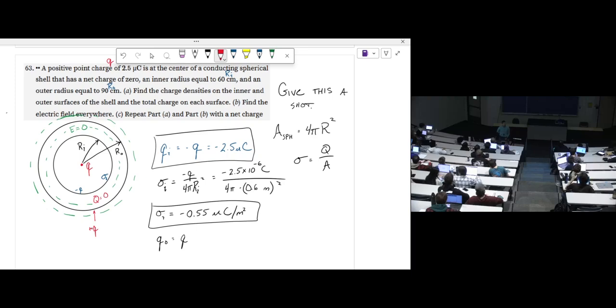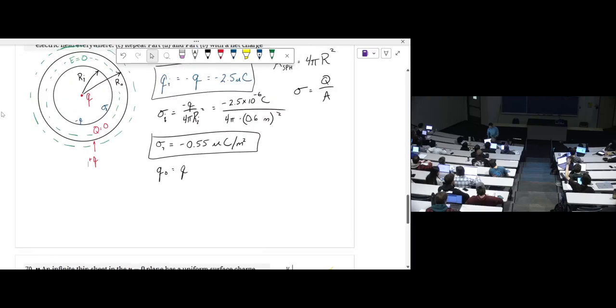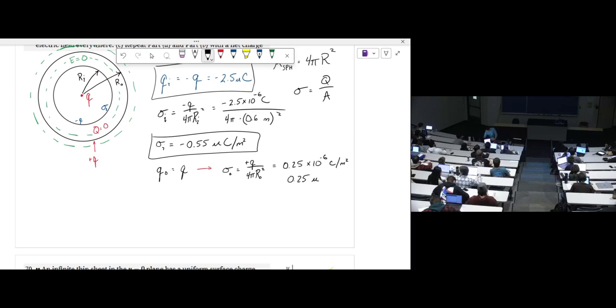Now, if I want to calculate sigma on the outer wall, sigma is equal to the charge on the outer wall, which is just plus Q, divided by 4 pi r outer squared. And so you get 0.25 times 10 to the minus 6 coulombs per square meter, or 0.25 microcoulombs per square meter.